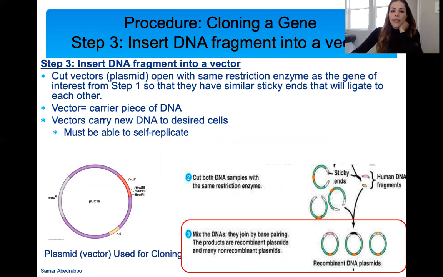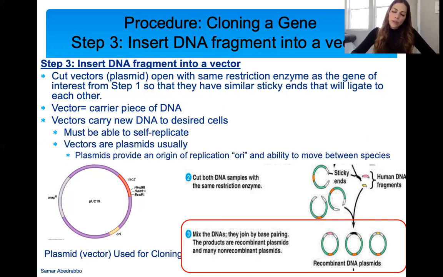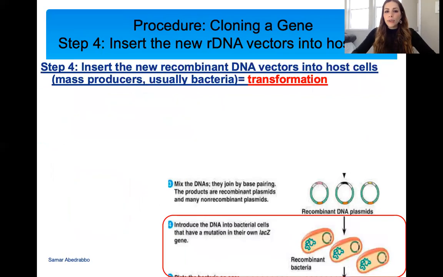So a vector, the definition of it is a carrier piece of DNA. Vectors can be anything. Most vectors are plasmids, so they have to be able to self-replicate. Let's just make it easy and say all the vectors right now are plasmids that we're using. And we use plasmids because they can self-replicate. So now you made your recombinant DNA plasmid or vector.